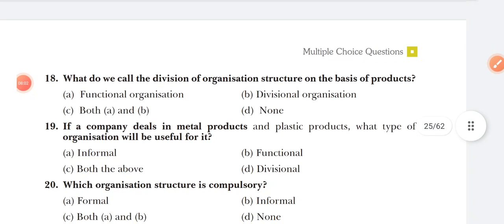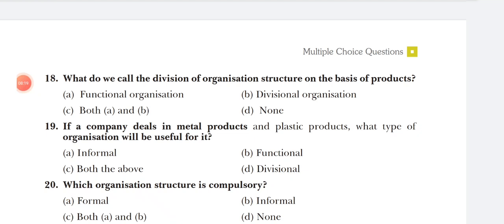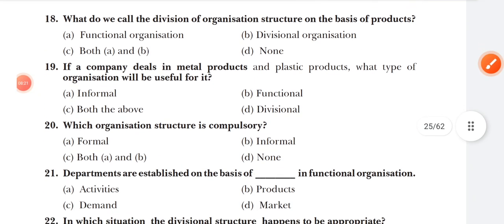Now question 20. Which organization structure is compulsory? A. Formal. B. Informal. C. Both A and B. Or D. None. And the correct option of this question is option A. Formal.